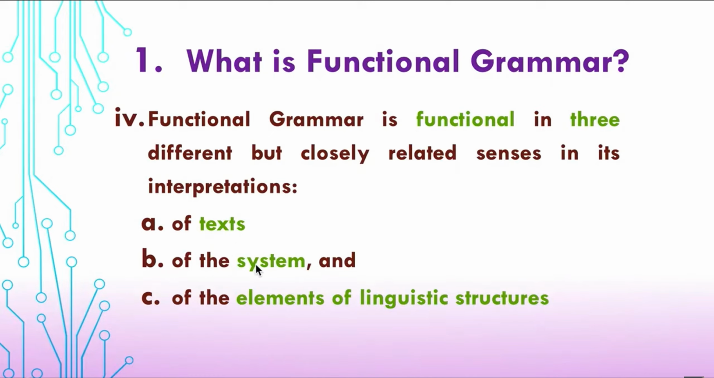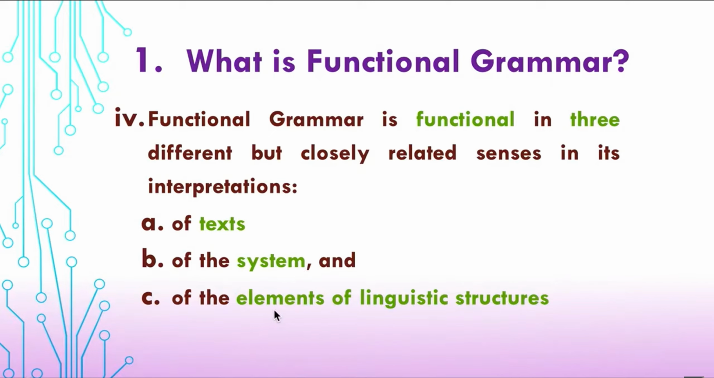Number B, of the system. When we say system, system is the language. When you look at the text, spoken or written, then what comes to your mind after you look at any piece of writing? Then you immediately think how this has been written, how this text has been composed. So when we think of how this has been composed, how this has been written, it means that we are talking about the system. How the system has helped in the formation and the composition of the text.